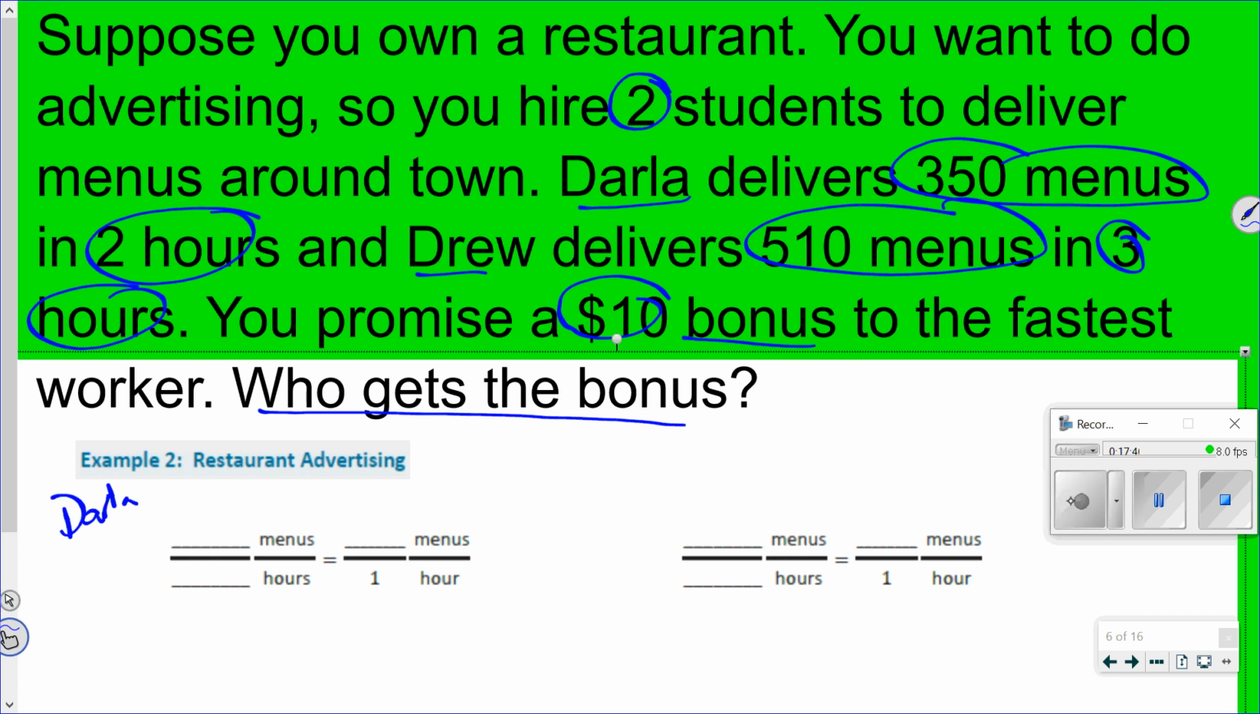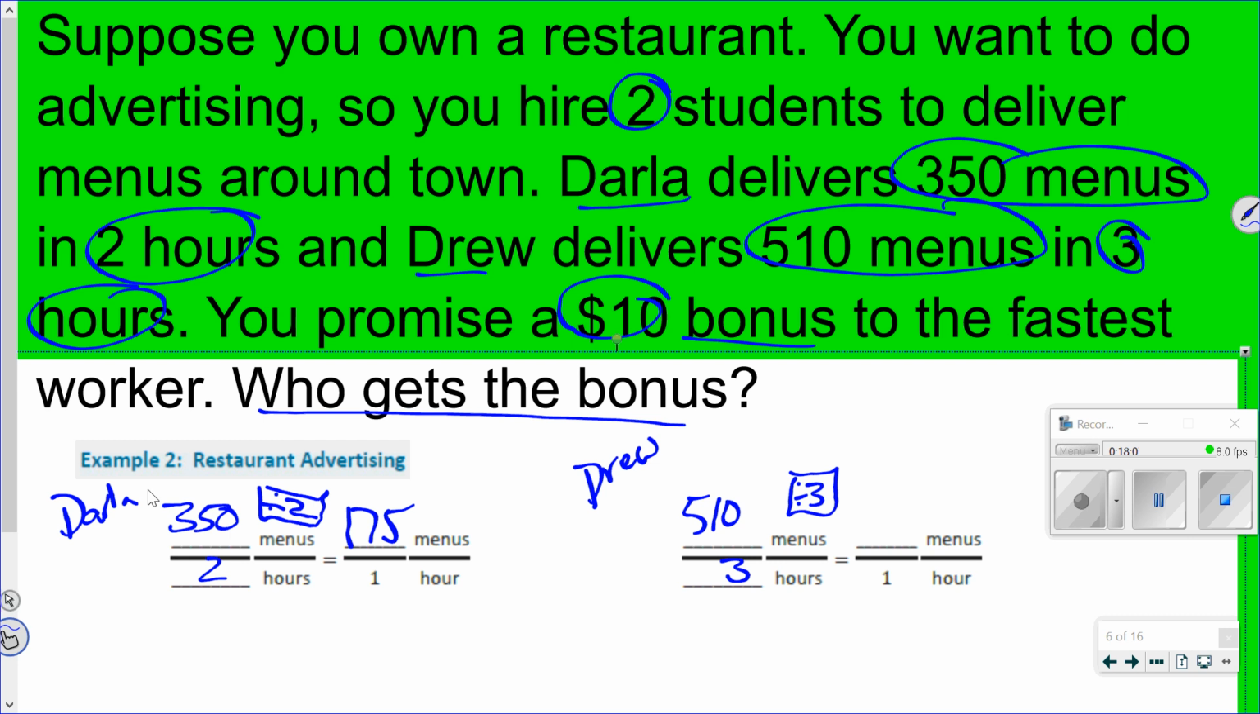Dara has 350 menus in 2 hours. How do I go from 2 to 1? Divided by 2 gives me 175. We've got Drew, who does 510 menus in 3 hours. How do I go from 3 to 1? Divided by 3 gives me 170 menus. So who gets the bonus? Dara gets the bonus.